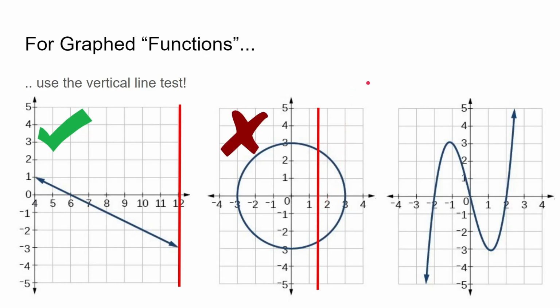And taking a look at the last one, you see, even though it got pretty close to touching 2 points at the same time, it only touched one each time it moves along the x-axis. So this is a function.